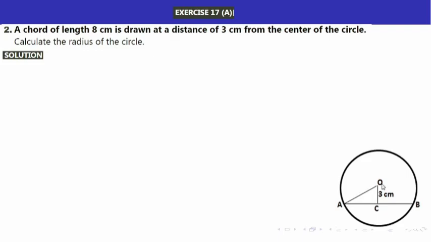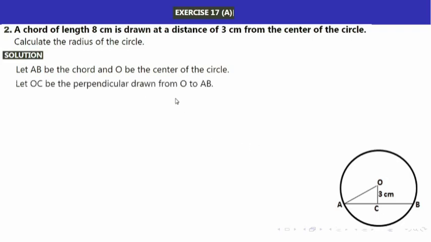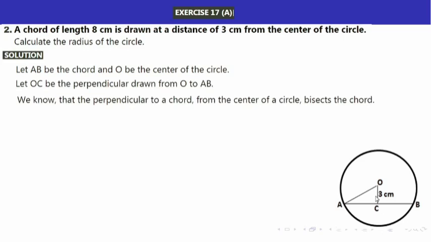So basically OA gives me the radius, isn't it? This is also going to be the same kind of case, so I'm not going to explain all this. All of you know, since OC is the distance, it has to be perpendicular. So AC and BC will be equal, or in other words, AB gets bisected. AB is 8 centimeters, so AC and CB are going to be 4 centimeters each, exactly half of AB, right?